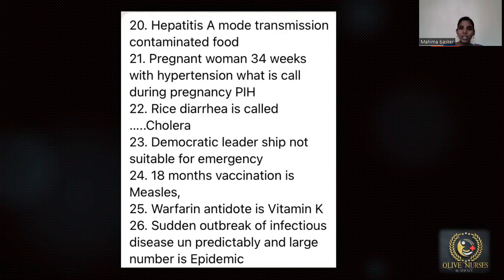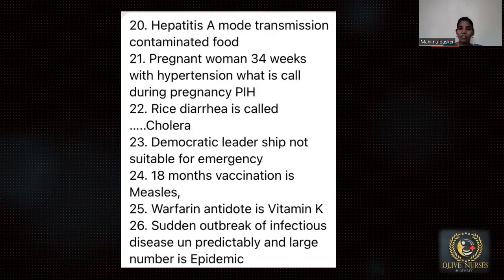Next one, a pregnant woman at 34 weeks with hypertension. What is it called? Hypertension during pregnancy is pregnancy-induced hypertension, called PIH. At 34 weeks, they are developing hypertension. If the patient developed hypertension before 20 weeks, that is not pregnancy induced. If after 20 weeks of pregnancy the mother is newly diagnosed with hypertension, that is called pregnancy-induced hypertension. So here it is 34 weeks. These will be seen in OBG conditions. Next one, rice diarrhea is called, what is that?